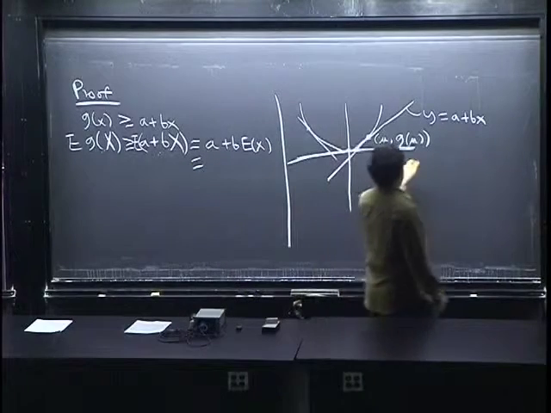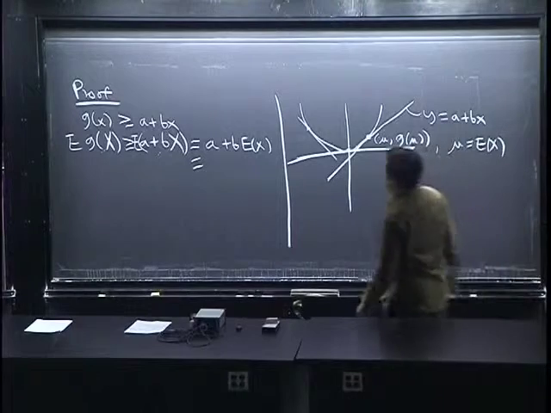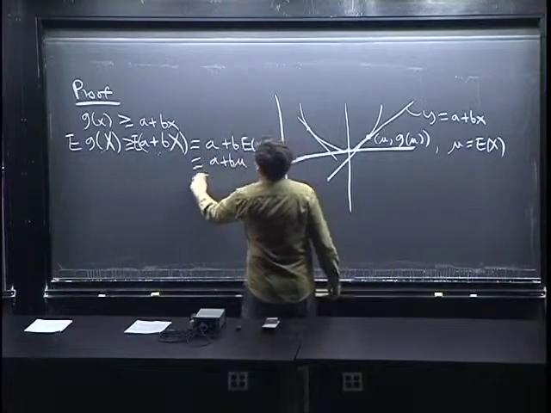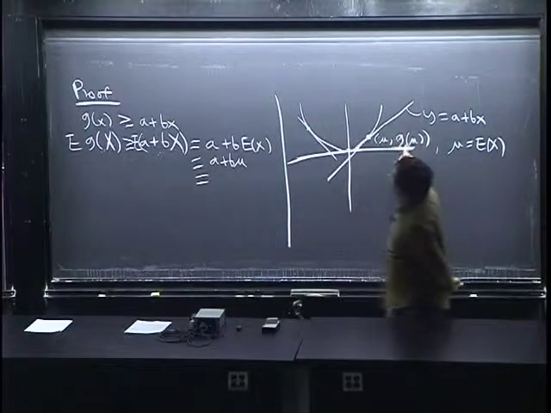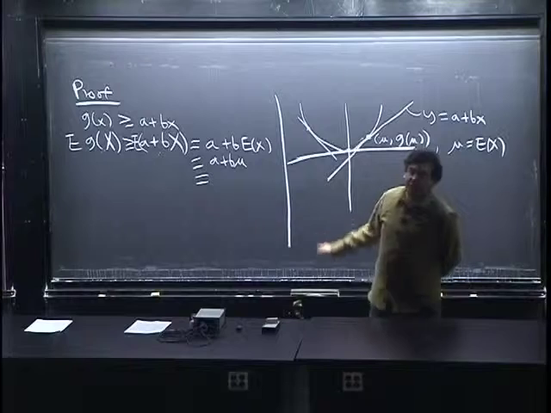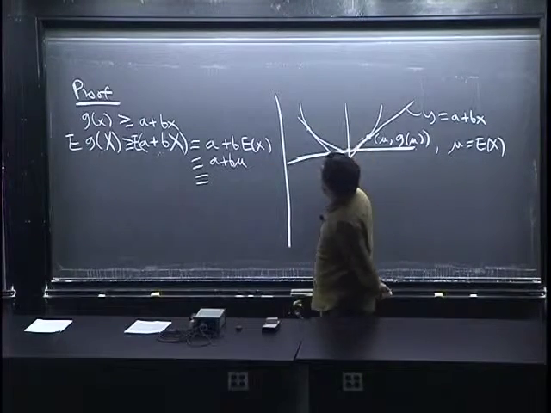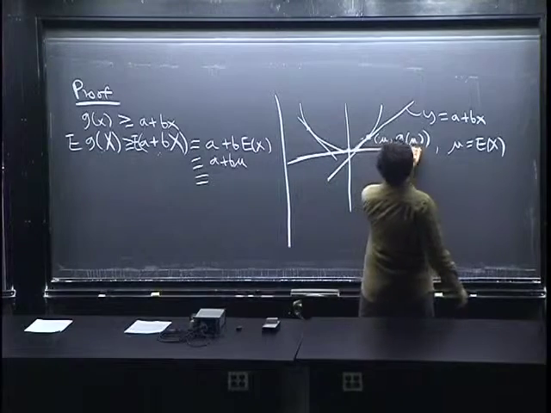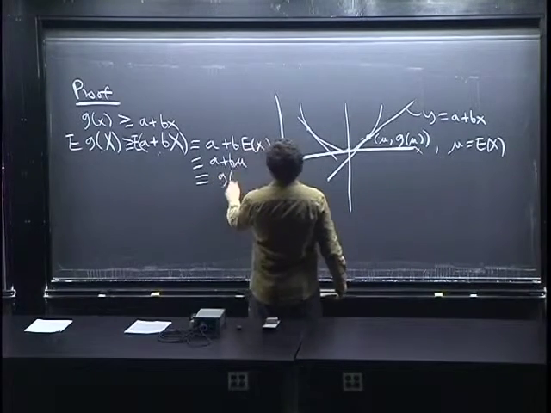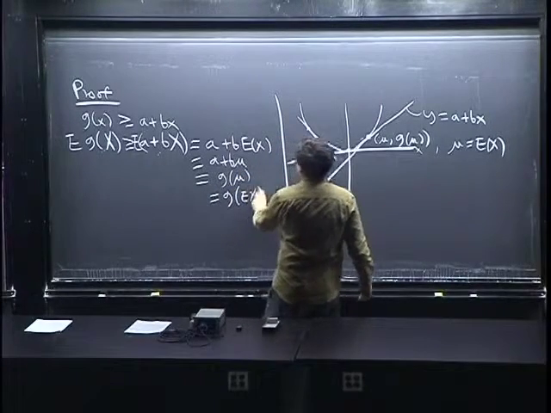I'm letting mu equal E of X. That's the notation. So that's a plus b mu. But we chose this line such that the line intersects the curve at that point. So at that point where x equals mu, this is the x-axis here, that's the same thing as g of mu, which by definition is g of E of X. So that's Jensen's inequality.